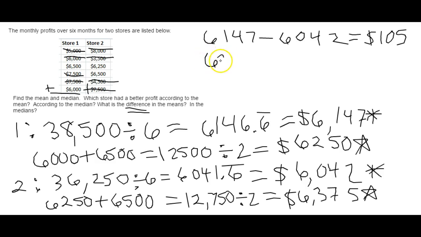So we pick the higher one. Even though store 2 is higher, it was second, we still put it first when we do our subtraction. So 6375 minus 6250 is 125. So there was more of a difference in the medians than in the means. So that concludes our discussion of the measures of central tendency, or mean, medians, and mode.